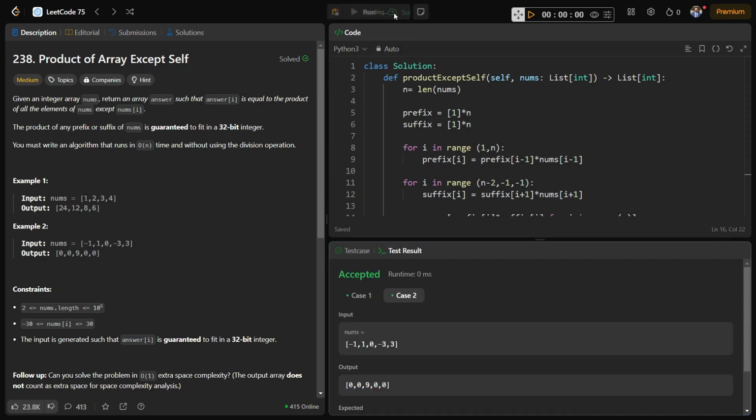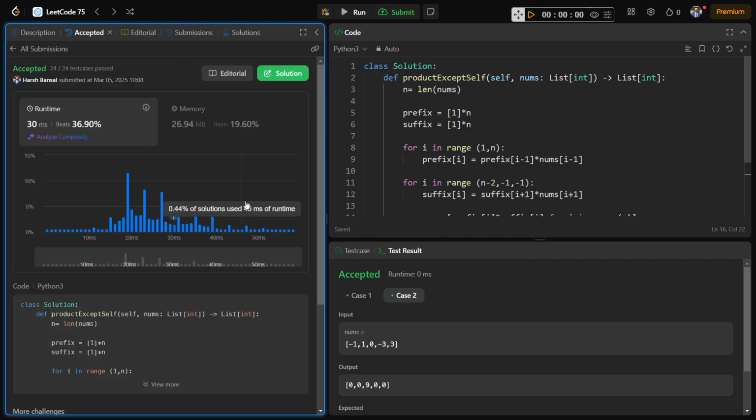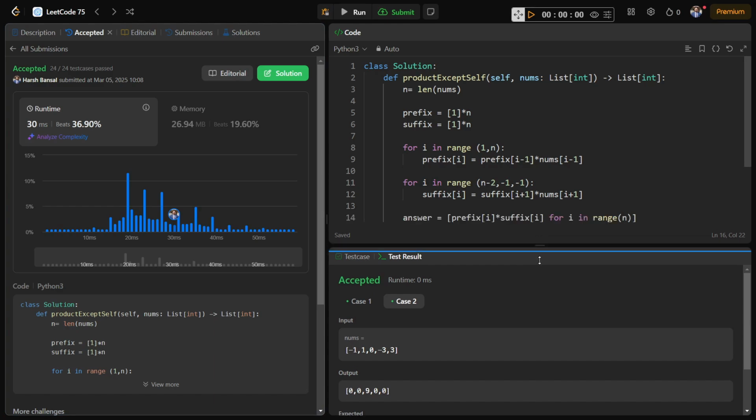Okay, it got accepted. Let's submit the problem. So we have successfully submitted our solution.